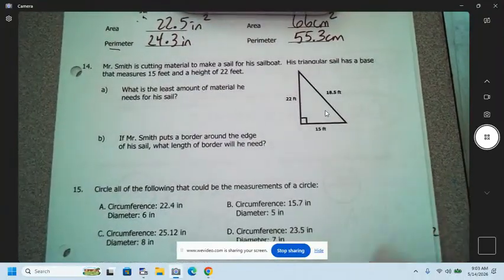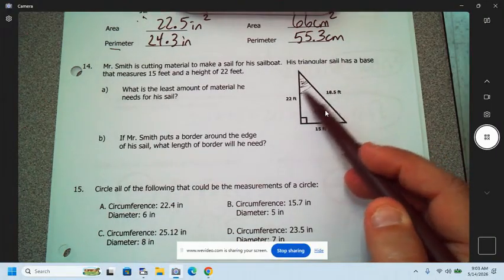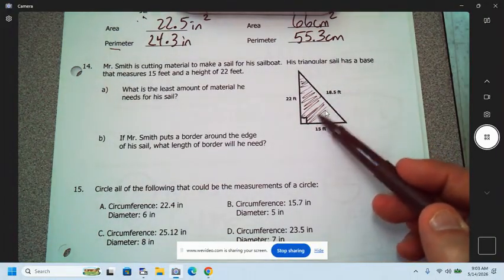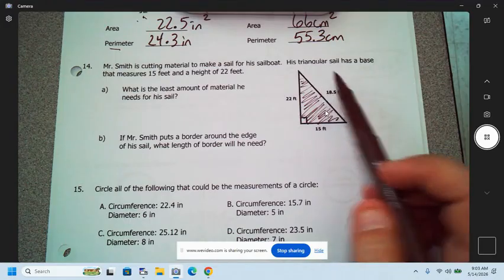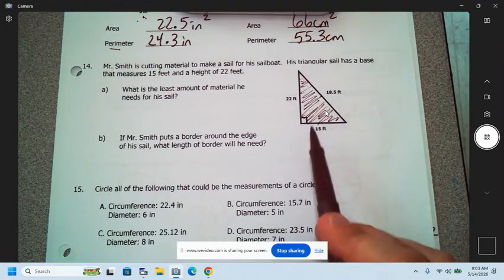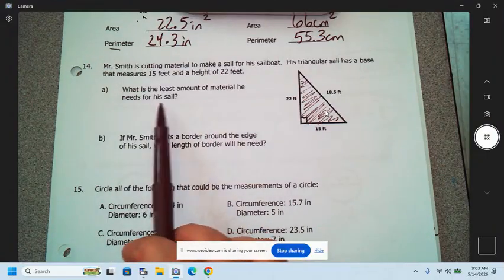All right, Mr. Smith is cutting material to make a sail for his sailboat. So the material in the sailboat has to cover the whole triangle, or else your boat's not going to sail very far because the wind's not going to catch it. So that's area. His triangular sailboat has a base that measures 15 and a height of 22. What's the least amount of material that he needs for his sail?